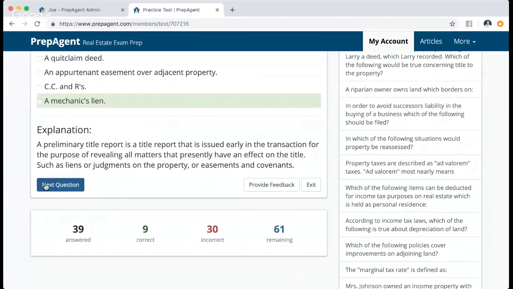What's a mechanic's lien? Anybody know? CC&Rs are covenants, conditions, and restrictions. They are things that go along with condominium ownership. Okay, a mechanic's lien is when somebody did work on your property and did not get paid. It is a specific lien, which means they can only take your property.